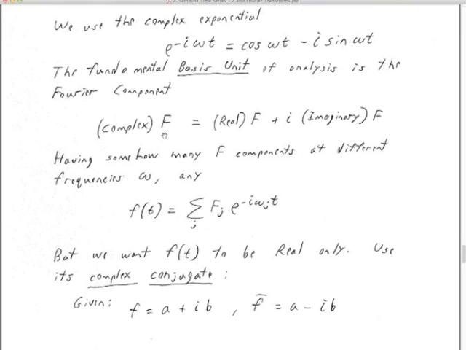If you are able to generate these Fourier components at different frequencies, and I'll use omega, the rotational frequency, equal to 2 pi f, then according to Fourier theory you can compose your original time series with this summation. This summation takes each Fourier component, which is a complex number, and uses it to scale this Euler exponential, e to the minus i omega sub j times t, which is actually equal to cosine omega sub j times t minus i sine omega sub j times t.